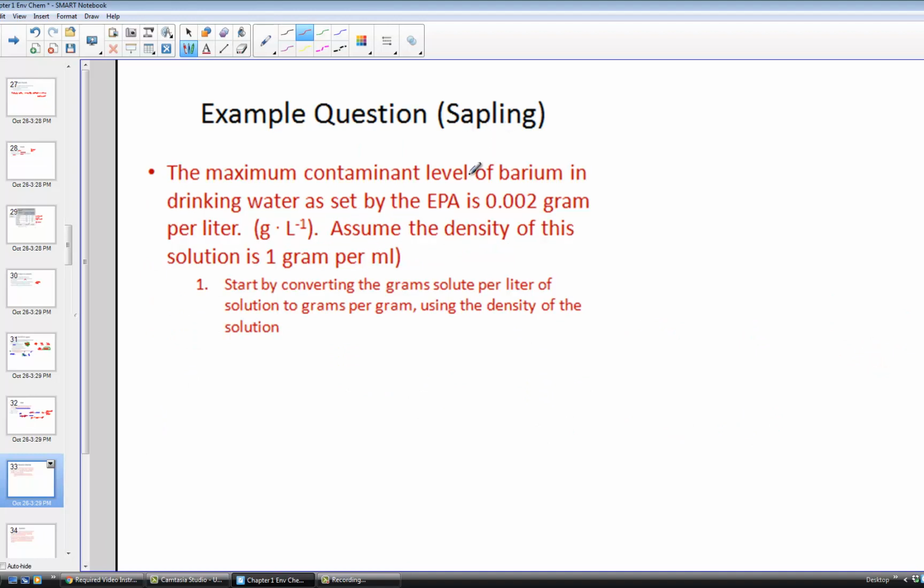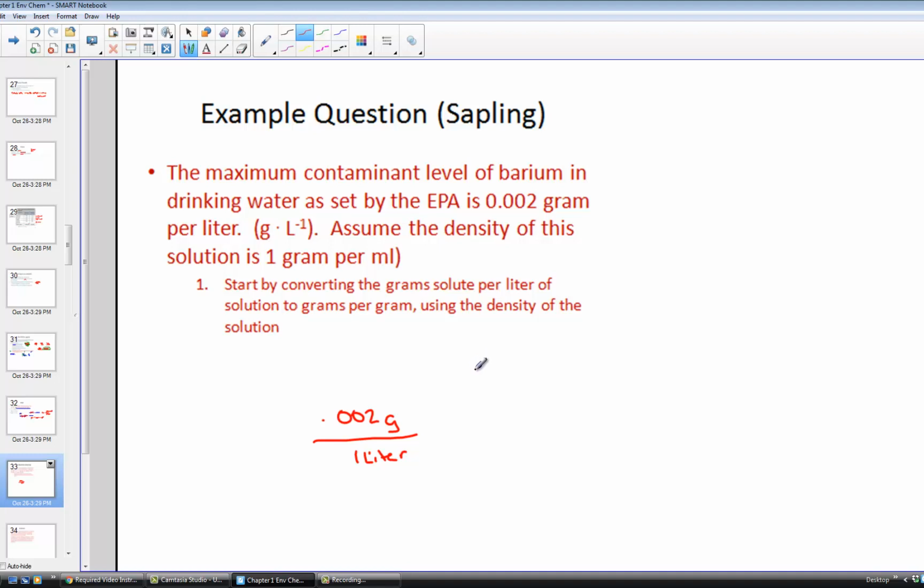Let's take a look at a homework question. The maximum contaminant level of barium in drinking water is set by the Environmental Protection Agency to be 0.002 grams per liter. That's what the EPA recommends the concentration of barium to not exceed. Assume the density of this solution is 1 gram per mL.